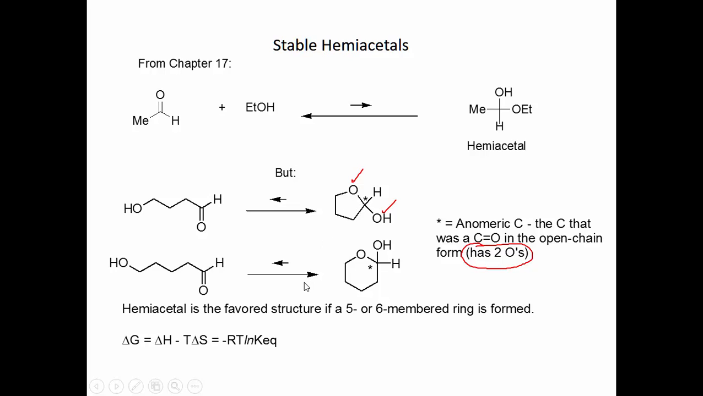So this combination of ring size features and entropy features means that forming the cyclic hemiacetal to make a 5 or a 6-membered ring is inherently going to be more favorable from a delta G standpoint, because the entropy component is not detrimental as it is in the top. 2 molecules become 1. That's bad entropically. 1 molecule becomes 1. This is kind of entropically neutral. So delta G is a little bit more negative.